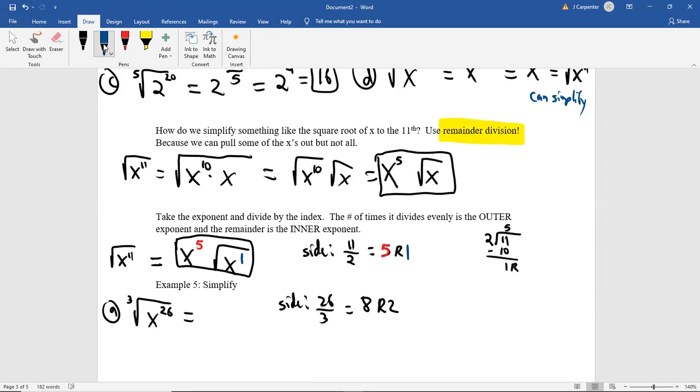Again, I'll use colors for emphasis. So some will be outside, some will be inside. So we managed to take some x's outside, but we're still going to be stuck with some x's inside. Now be careful, this was a cube root, so stick this as a cube root still. It's not going to magically change to a square root. How many come outside? Well, that's the x to the 8th. That's how many times it divided perfectly. How many remain inside? That's the remainder, which was the 2. And that's it.